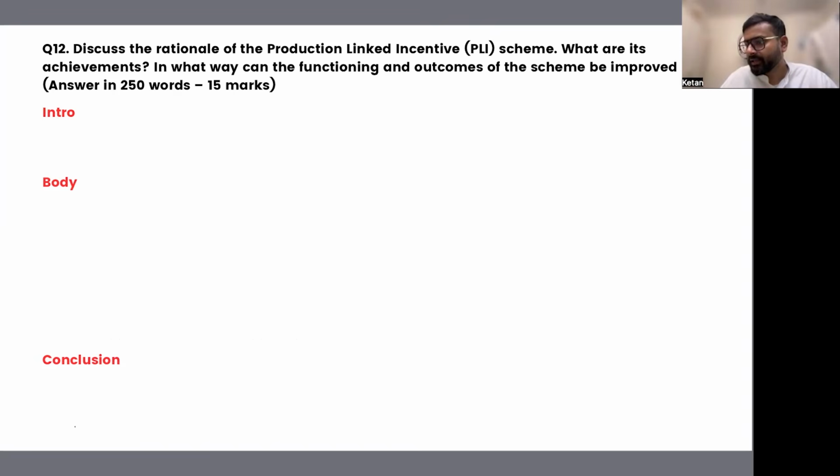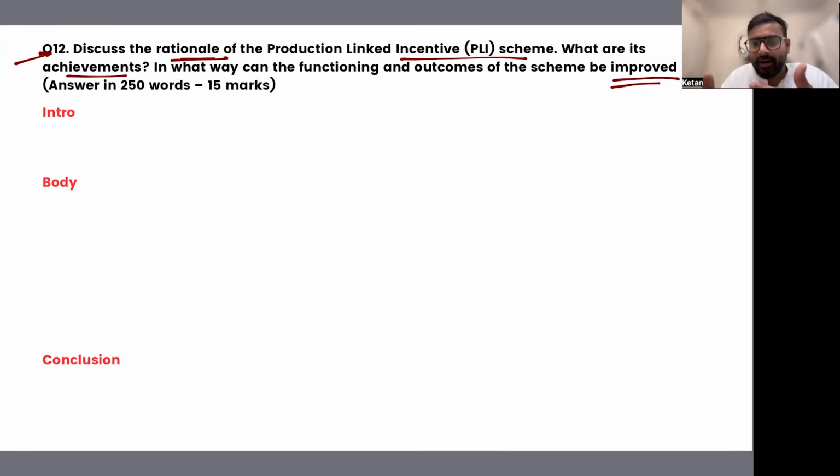All right. Next question is, and again, very expected questions, because the production linked incentive scheme has been discussed a lot in the economic survey also, and has in general been in the news. So the question is, discuss the rationale of PLI schemes. What are its achievements? In what way can the functioning and outcome of the scheme be improved?